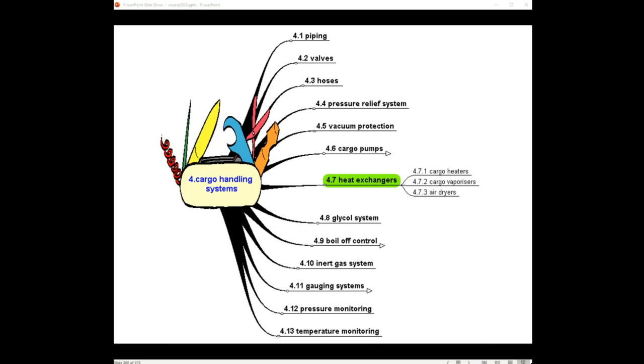Today we will discuss two items, namely the heat exchangers on board of a gas carrier and the glycol system. We'll start with the heat exchanger, and there are a lot of heat exchangers on board of a gas tanker, but we will discuss only the most important ones, namely cargo heater, cargo vaporizers, and air dryers.